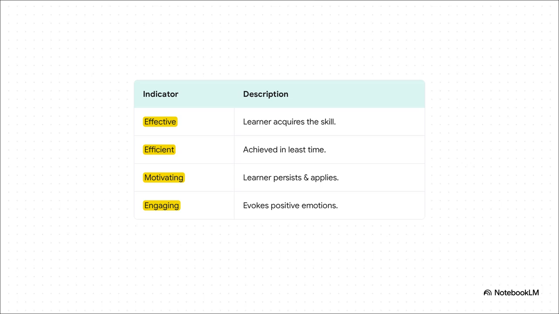According to Merrill's research, great instruction has to be 4 things. It's got to be effective, meaning you actually learn the skill; efficient, you learn it without wasting time; motivating, so you actually want to finish it and use it; and engaging. It creates a positive feeling. A course built on this framework is designed from the ground up to hit every single one of those marks.